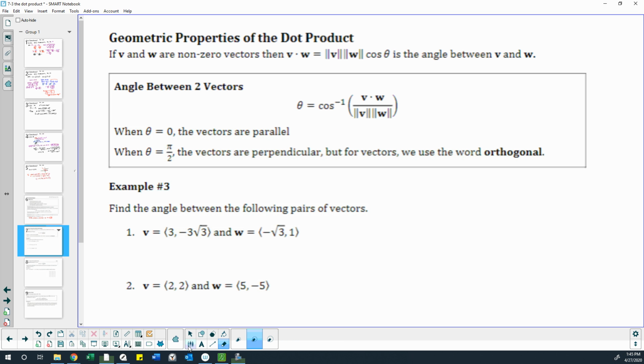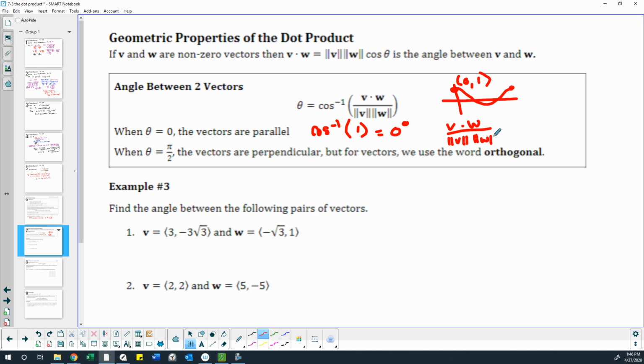So let's do this. If we're doing the inverse cosine of 1, that is where the angle is 0, because I'm just thinking about the graph. Cosine starts at the top, right? So when the angle is 0, the ratio is 1. So the inverse cosine of 1 is 0. So v dot w over magnitude v magnitude w has to equal 1 for the lines to be parallel.